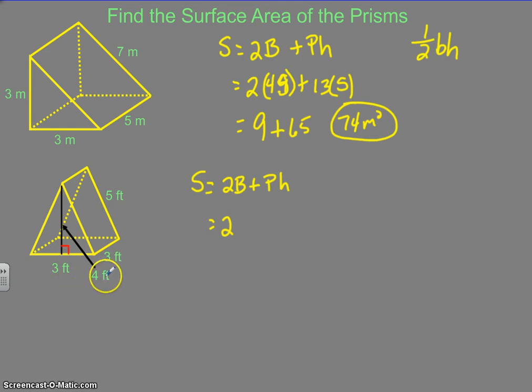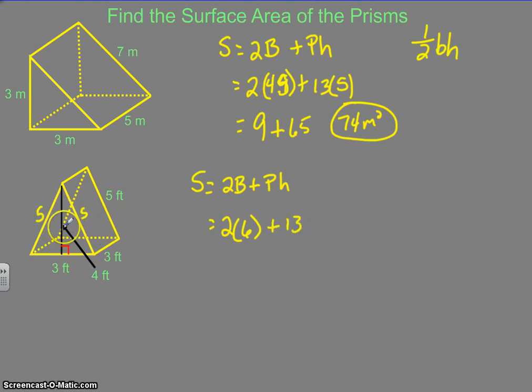Well, 3 times 4. This is the height of the triangle. This is all you need. This is only for the area of this triangle. Okay, 4 times 3 is 12 divided by 2 is 6. I'm actually going to multiply that by 2. Plus, the perimeter of the base is this, 3. Now this is 5 right here, and this one is 5. 5 plus 5 is 10, plus 3 is 13.